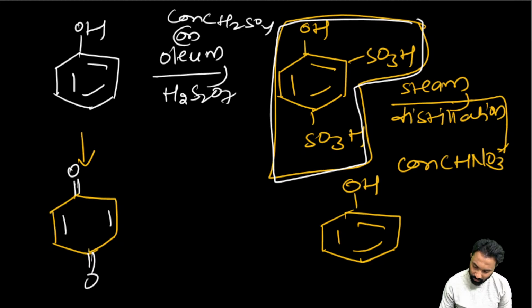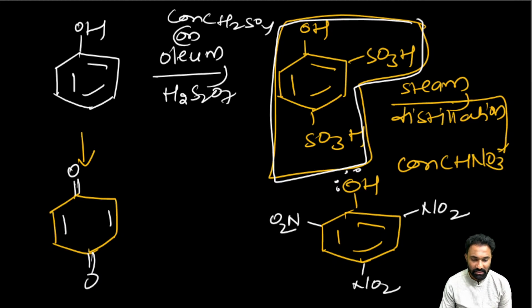Then after that we are doing the nitration. Now we know phenol is a strong ortho-para-directing group. It will increase the electron density at the ortho and para positions very strongly.